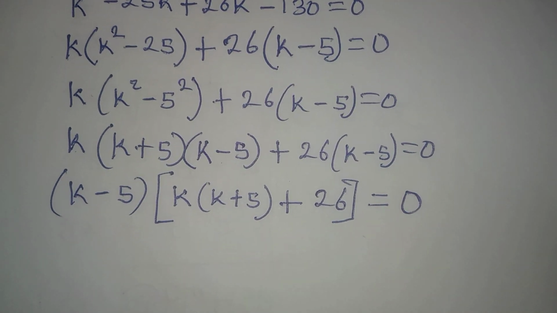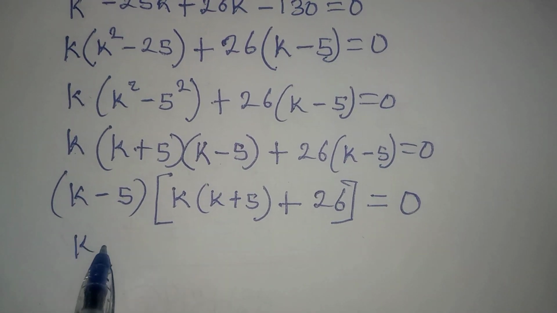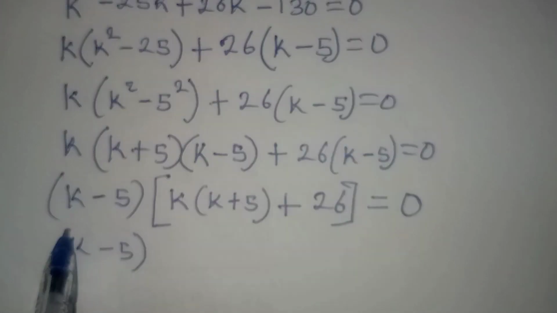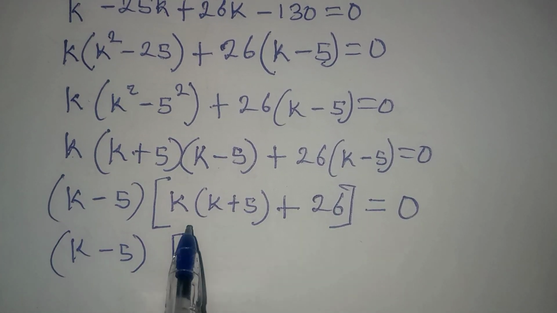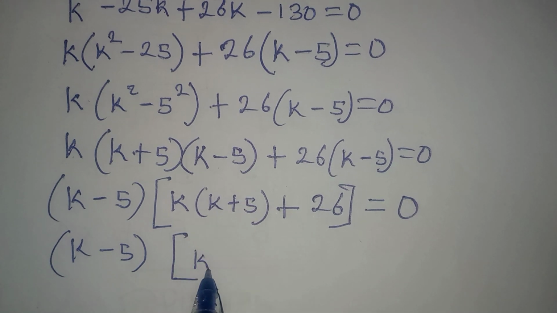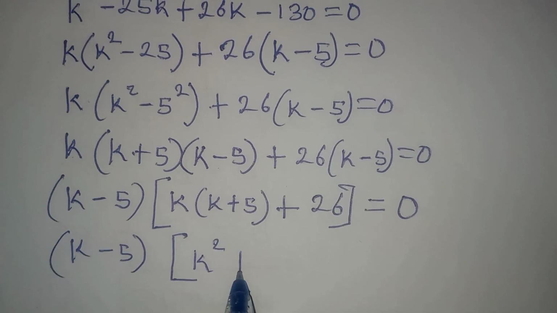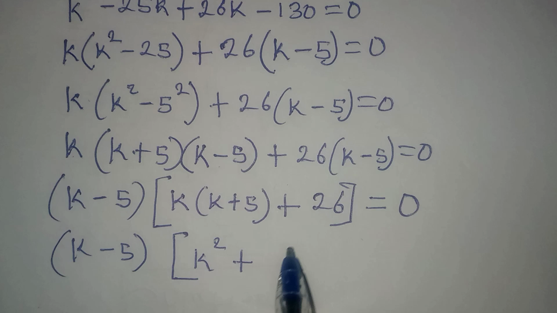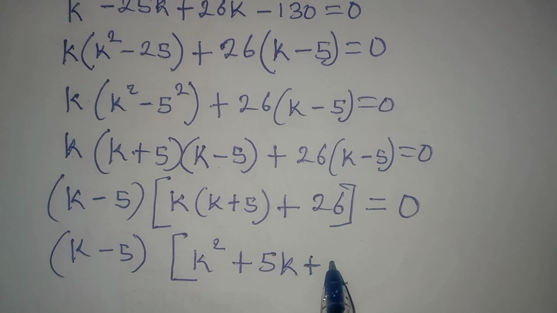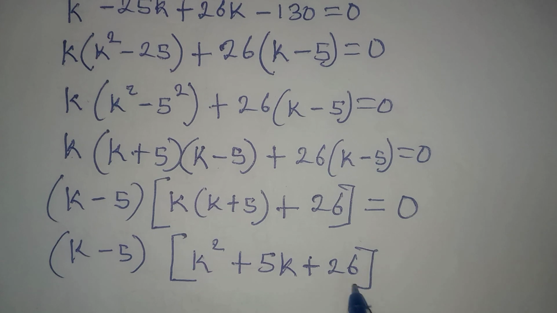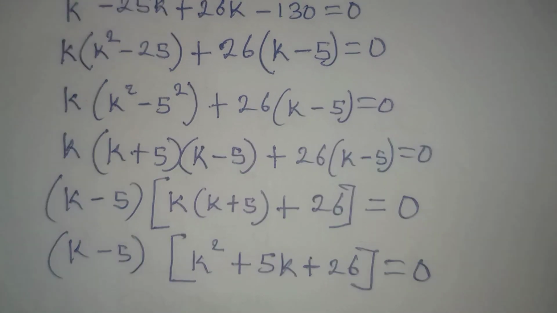And now from here we have k minus 5 in this bracket. Then in the other, we can open this, right? So we have k times k is k squared plus k times 5, that will be 5k. Then I have plus 26. This is equal to 0.